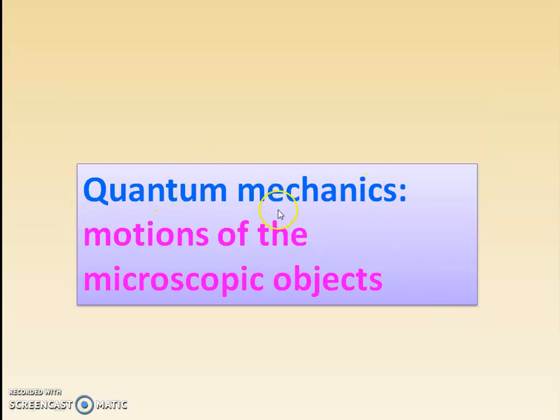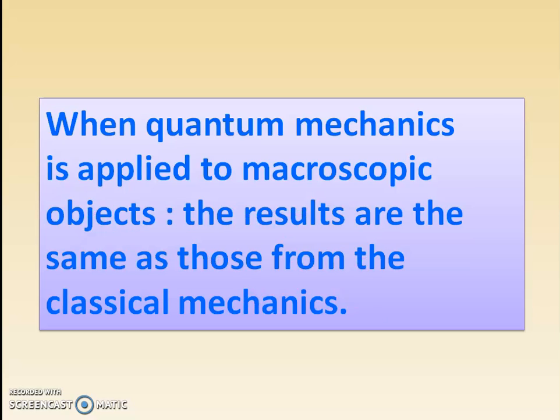So quantum mechanics studies the motion of microscopic objects, whereas classical mechanics studies the motion of all macroscopic objects. When quantum mechanics is applied to macroscopic objects, it gives us the same results as those from classical mechanics. So quantum mechanics actually studies microscopic objects, but when applied to macroscopic objects, it gives the same result as classical mechanics.